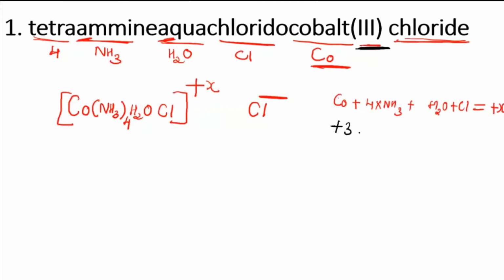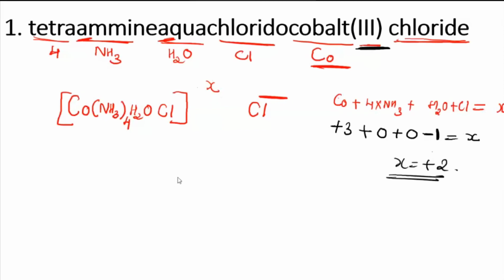So plus 3. Ammonia, you know it's 0, so 4 into ammonia is 0. Water also is 0, so I will write 0. And then I have chloride here, that's minus 1. So minus 1 is equal to that x value, your plus x value. The sign you will identify later, I'll just take it as x. You get to know through this only. So now here plus 3 and minus 1 gives 2, correct? So what is the x value? Plus 2. So understood, your x value you will get as plus 2.